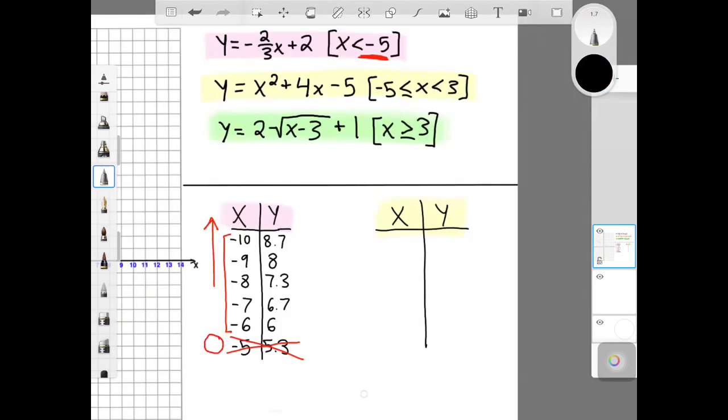I moved on to the yellow equation, which is the quadratic. Inside the brackets, it says that negative 5 is less than or equal to x, which is less than 3. This inequality means that x is all of the values between negative 5 and 3, including negative 5.